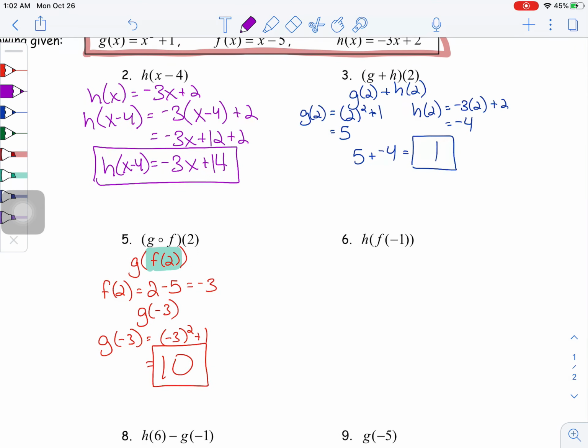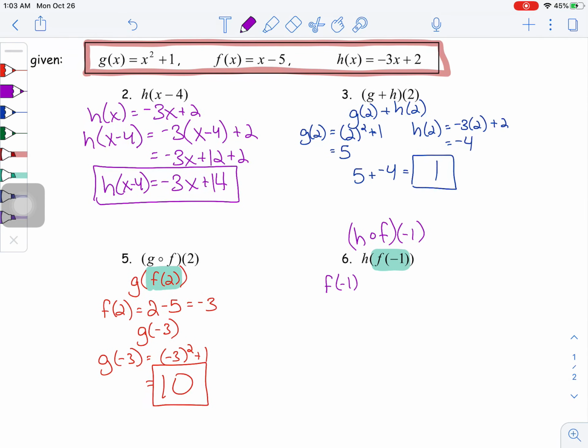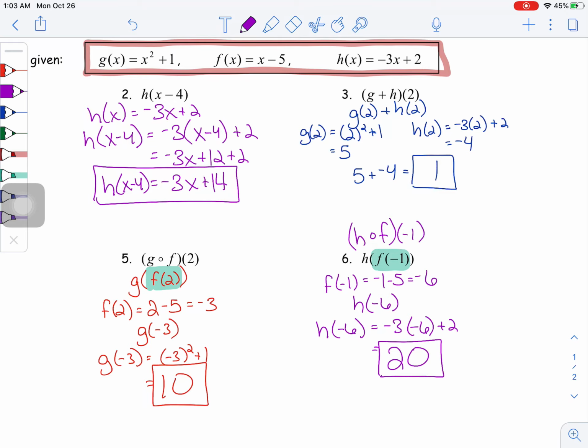Now, problem number 6 was already written in that composite function. You could also see this, just so you know the notation, as h of f of negative 1. Okay, just so you understand that this notation is the same as this notation. All right, so starting with the inside, we want to figure out f of negative 1 first. So let's see, f of negative 1 is going to equal negative 1 minus 5, so negative 6, which means now I want to figure out what h of negative 6 is. So h of negative 6 is going to be negative 3 times negative 6 plus 2, so that would be 20. Yeah, 18 plus 2 is 20.